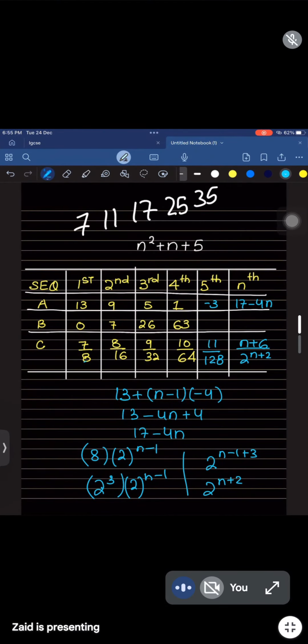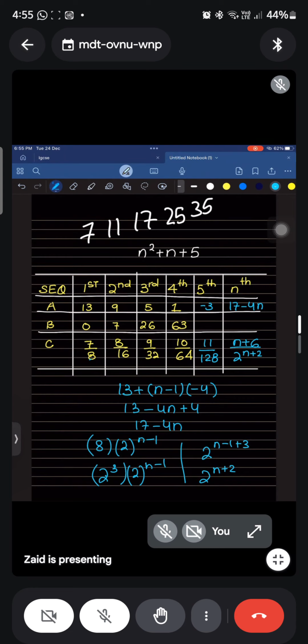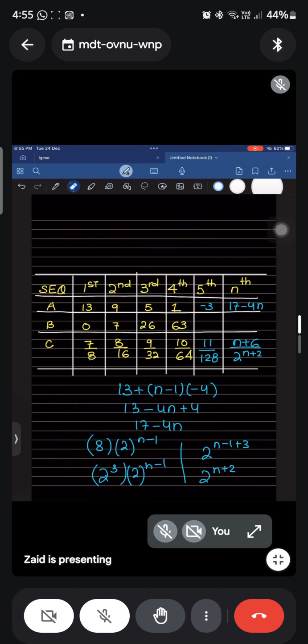Now this sequence B is one of its own kind. The problem is that a normal child cannot come out with the answer. But if you just look into it, they're basically one less than the cubic sequence. If I add 1 to all of them, it's going to be a cubic sequence. So they're basically one less than the cubic sequence.